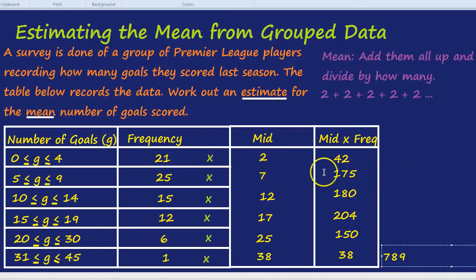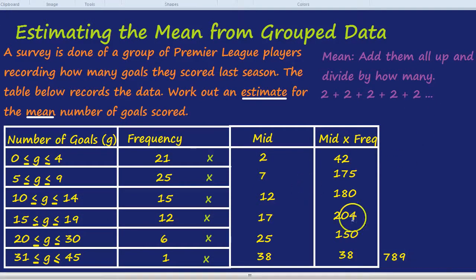So many students would tell me divide by 6 because there are 6 numbers here, or divide by 6 because there's 6 rows. But actually remember, there were this many players. There were 21 players here, 25 players here. We were actually doing 2 plus 2 plus 2 plus 2 plus 2, 21 times, and 7 plus 7 plus 7, 25 times. There are way more than just 6 players.